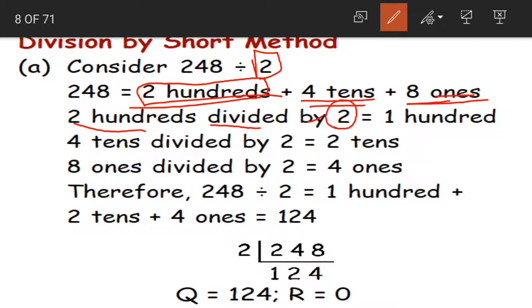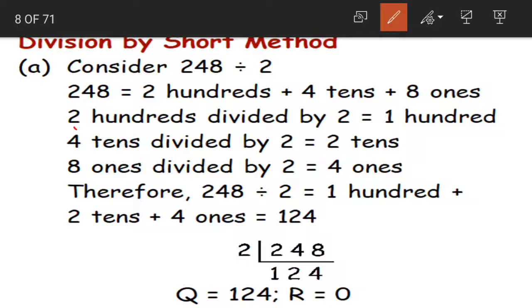Divided by 2. When we divide 200s by 2, what will be our answer? The hundreds are to be written as it is. 2 divided by 2 becomes what, children? 2 divided by 2, 1. When a number is divided by itself, the answer will be 1. Yes. Next, coming to 4 tens.